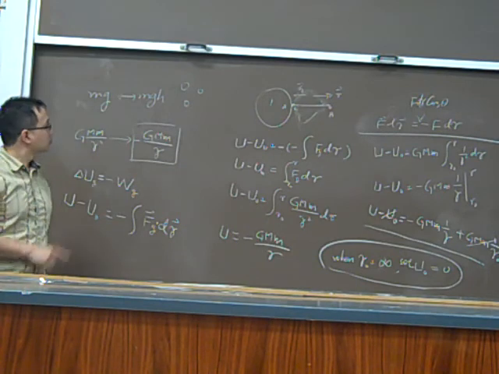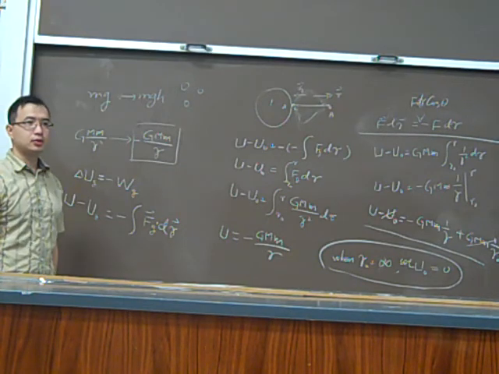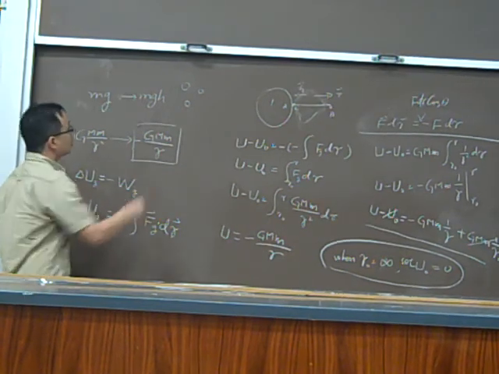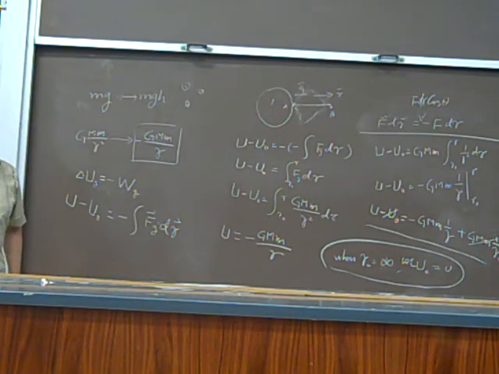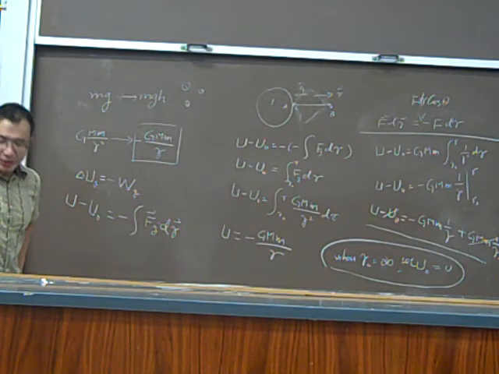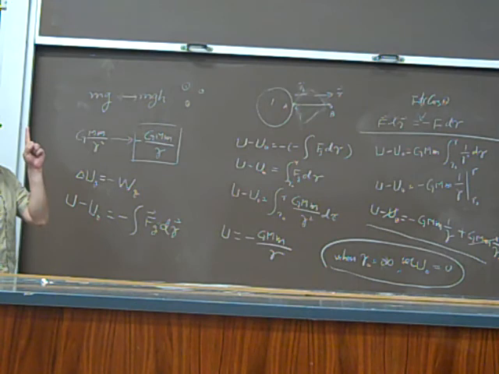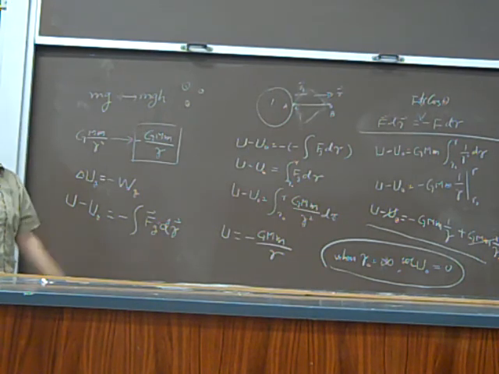3 objects, how many pairs? Only 3 pairs, right? Pair 1 and 2, pair 2 and 3, and pair 3 and 1. You have 1 potential energy for each pair, not 2, okay?